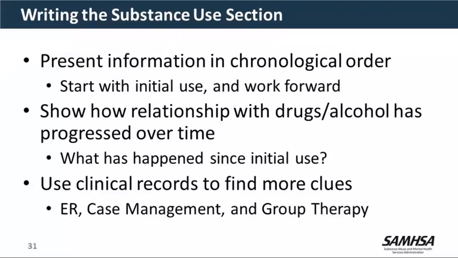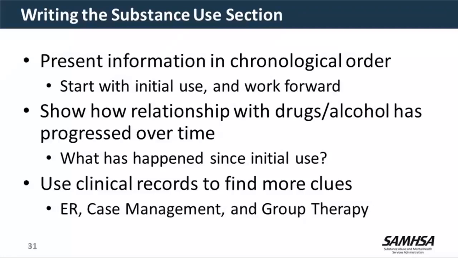And then you want to go on to discuss how the relationship with drugs or alcohol has progressed over time. So what happened since that initial use? Does the person use chronically or on a binge basis? Did they go through periods of sobriety and relapse? And what happened to trigger those relapses? These are all really important details that we can include in our substance use history section of our medical summary report.